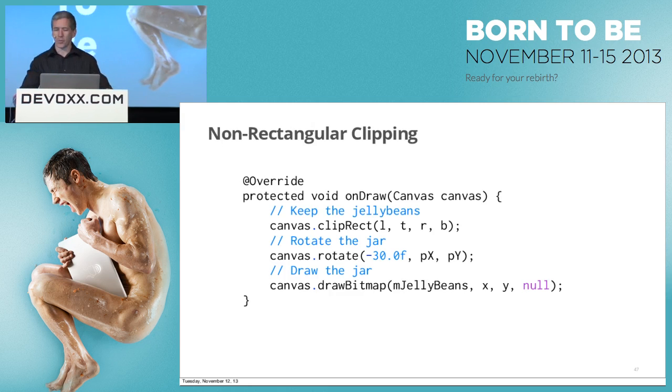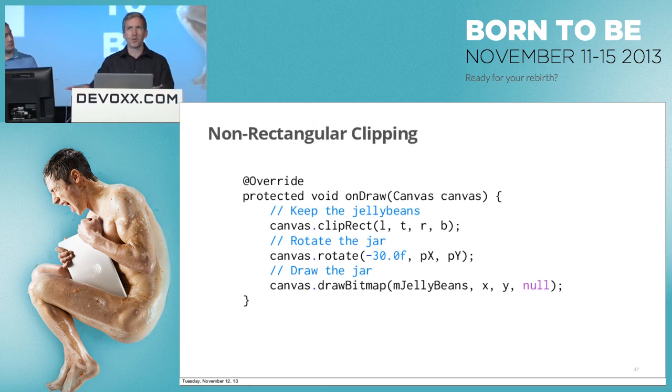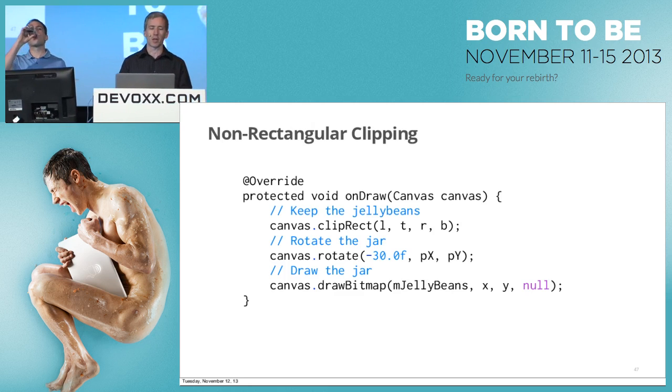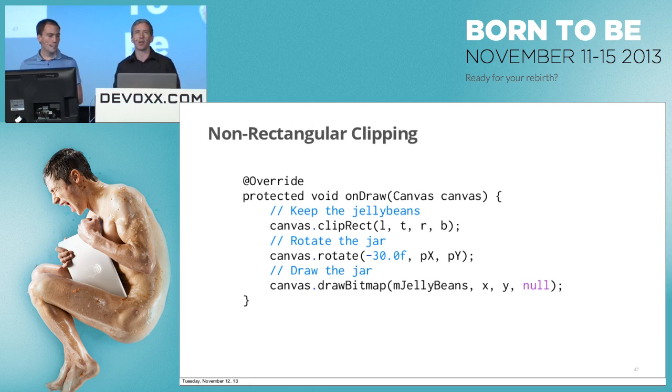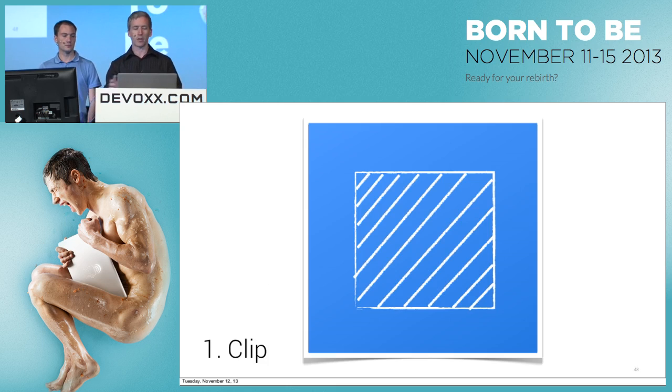So there's performance implications due to non-rectangular clipping because of low-level details in the rendering pipeline. In particular, whether we have to apply a clip on a rectangular object or not can take us into a fast or a slow path. So in this case, we take a look at some simple drawing code. We're going to clip the rect, then we're going to rotate the canvas, then we're going to draw the bitmap. And what that looks like visually is something like this.